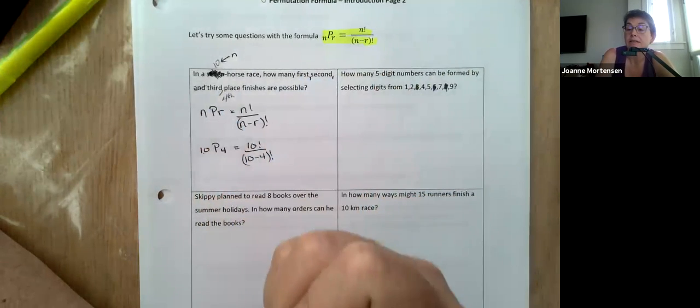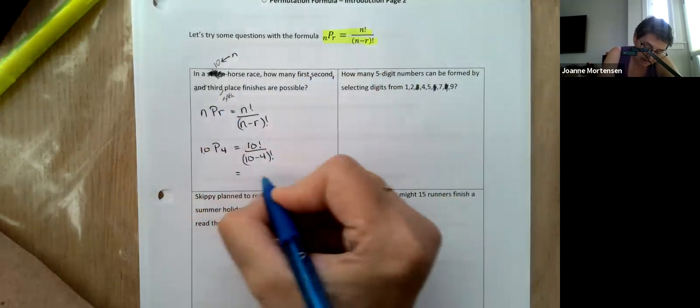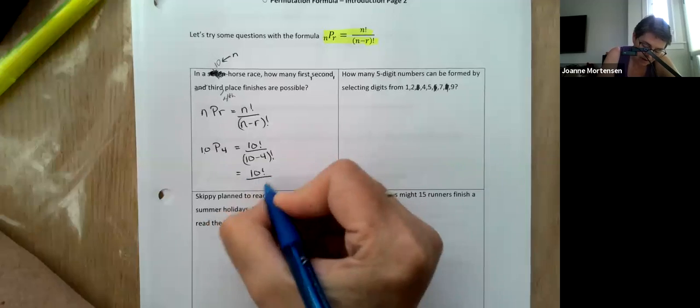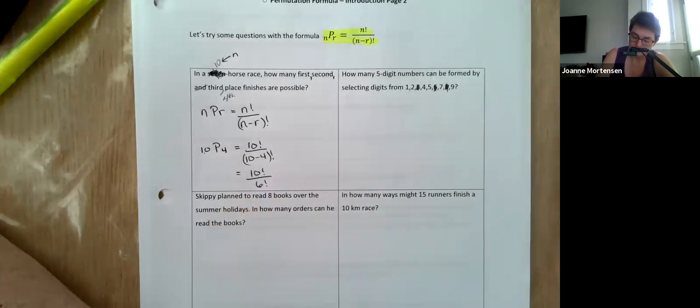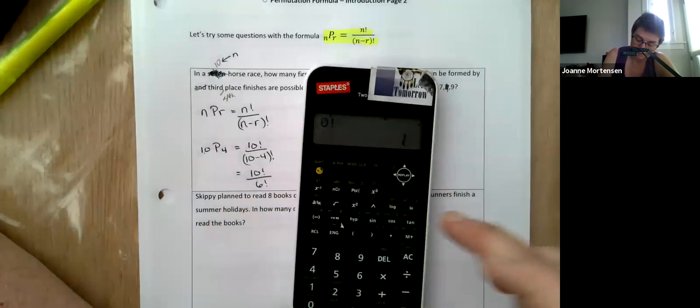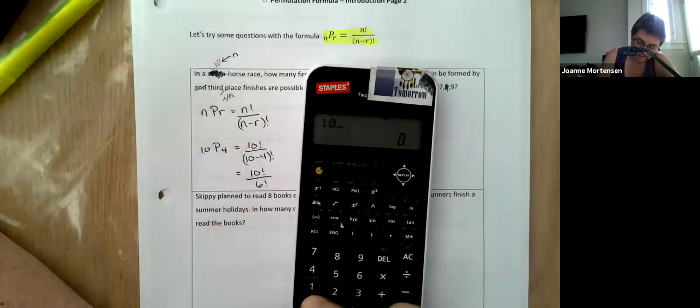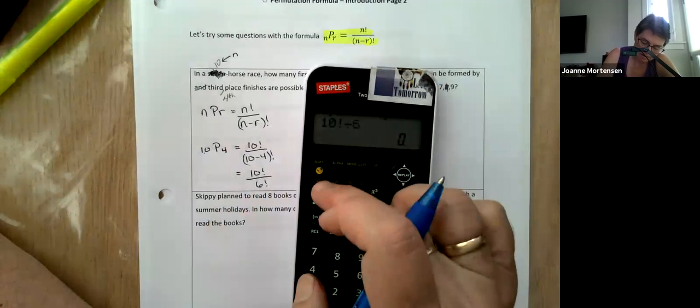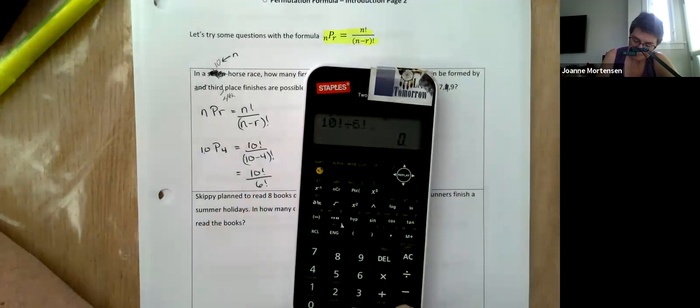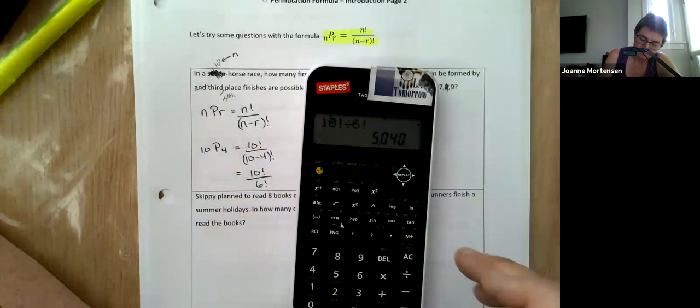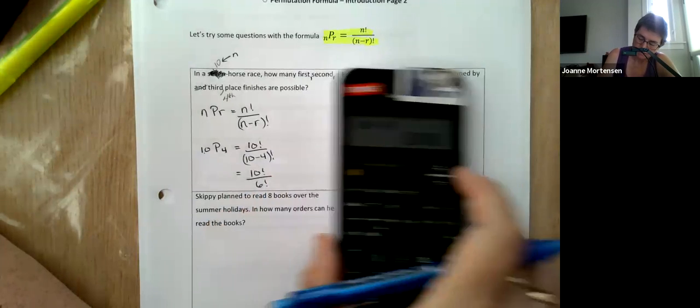factorial. Do not get out your calculator yet. Give me 10 factorial over 6 factorial. Now you get out the calculator. 10 factorial divided by 6 factorial. And that number seems weird. 5040.